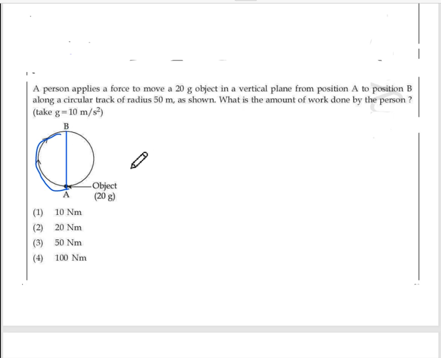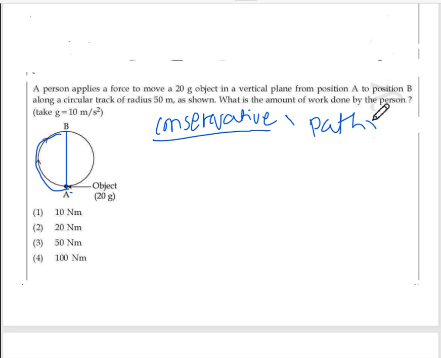As we know, the object is moving under the gravitational force, and gravitational force is a conservative force. What is a conservative force? A conservative force does not depend on the path. It depends only on the initial point and final point, where the object's motion starts and where it ends. So here we will just calculate the total distance, which is AB, as shown in the figure. It is the diameter of the circle.